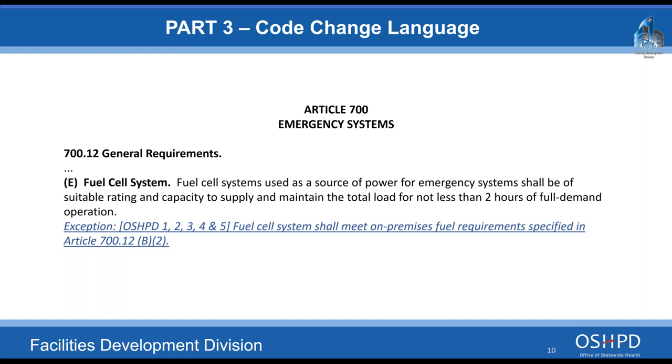I will note that CMS still uses NFPA 99-2012 and references NFPA 110-2010, both of which require generators for the alternate power source. So we won't be seeing much fuel cells being used as the primary source of the essential electrical system, but the code is being updated, so in the future it definitely can be used. Next slide.